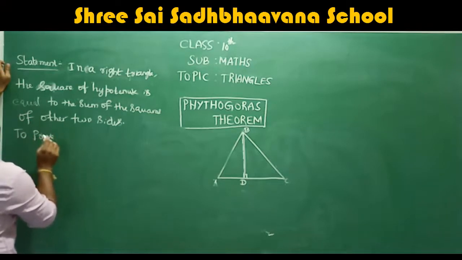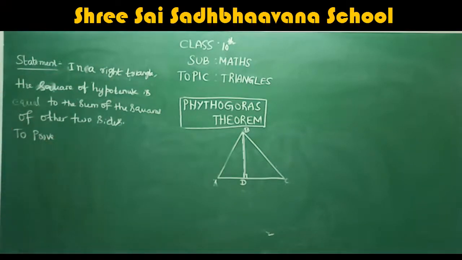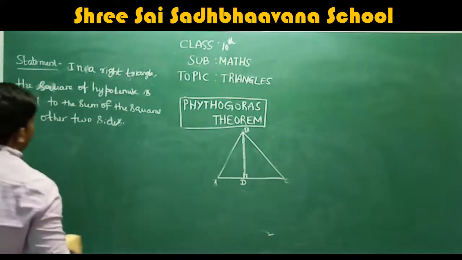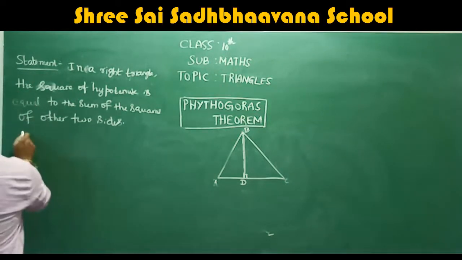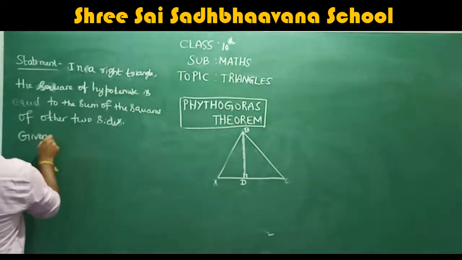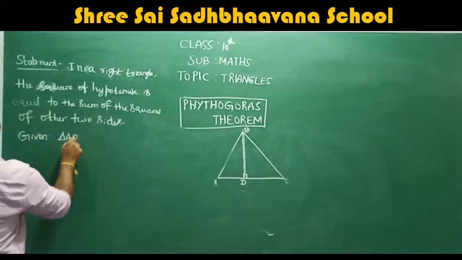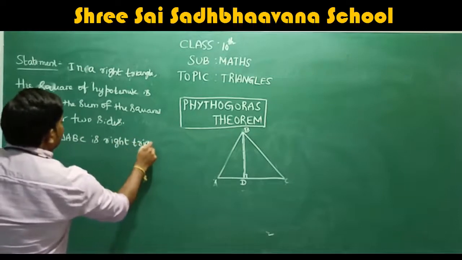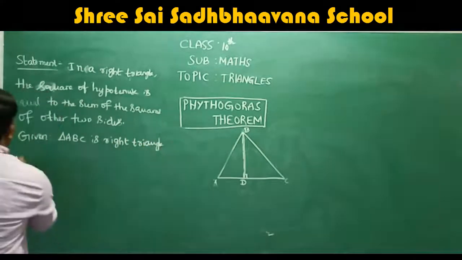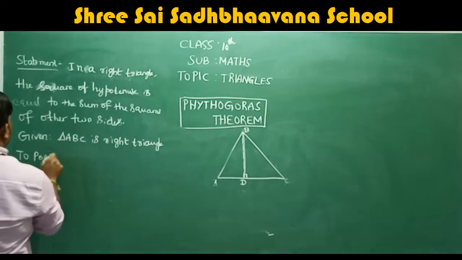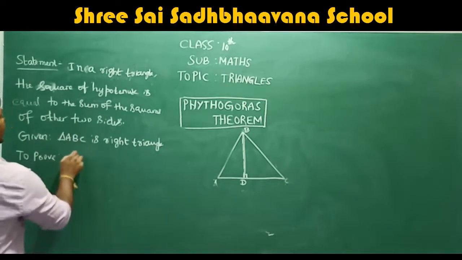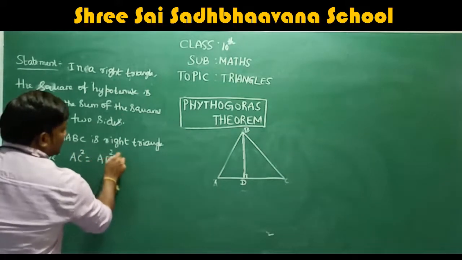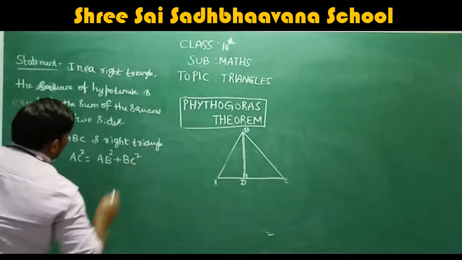Before that, let me write. Given: triangle ABC is a right angle triangle. They have only given this. And what we have to prove is that AC square is equal to AB square plus BC square. This we have to prove.